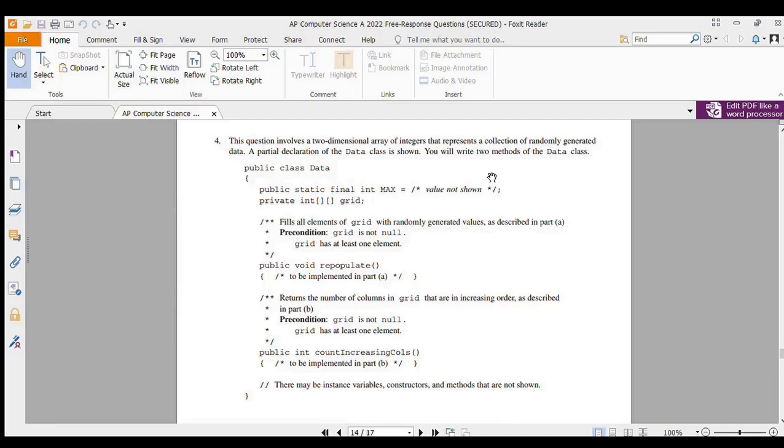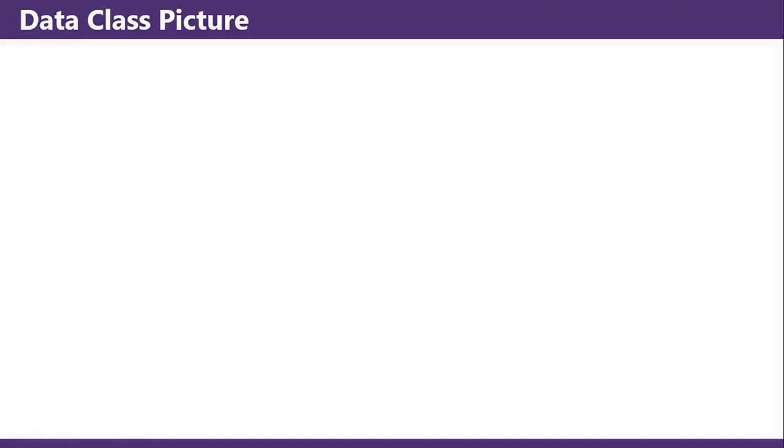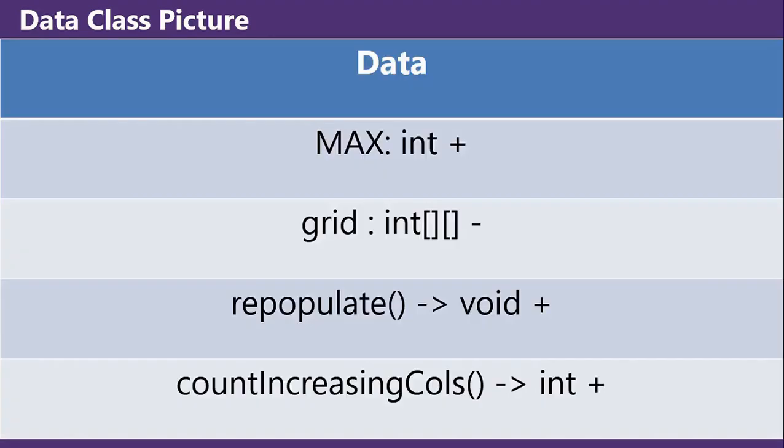For question 4, you're looking at the Data class. It has a static final int member called max that's public, and it has a private 2D integer array member called grid. It has a public void repopulate method, and it has a public integer countIncreasingColumns method. The Data class, you draw this. You have a public integer member max. You have a private 2D integer array member grid.